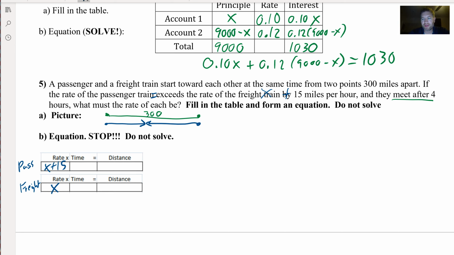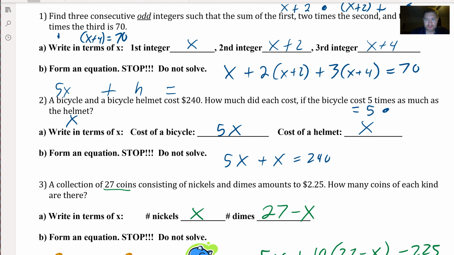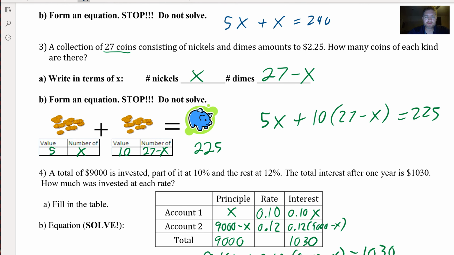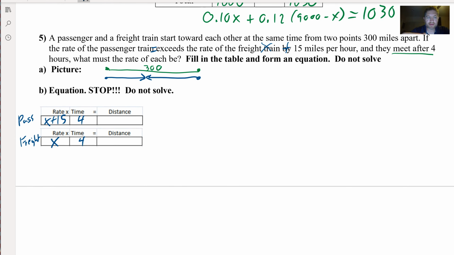Which means the times are given. They have to be because we only get one variable in each of these. It says they meet after 4 hours. So that would be 4 and 4. And just like we've done on every single one except for these because these are just straight translations, it's a quantity and a value. Each time we're multiplying some principal and a rate, a value and a number. Here it's a rate and a time. So when you multiply them, you get 4 times X plus 15, and then 4X.